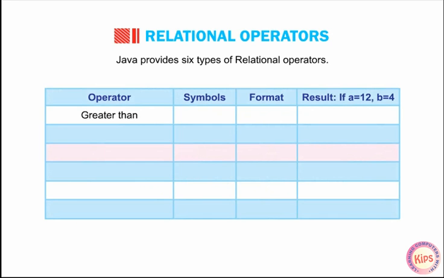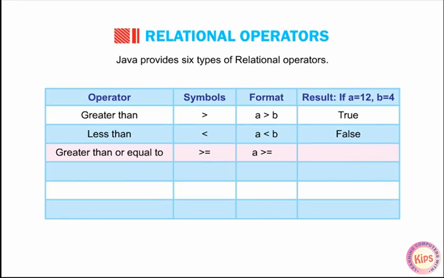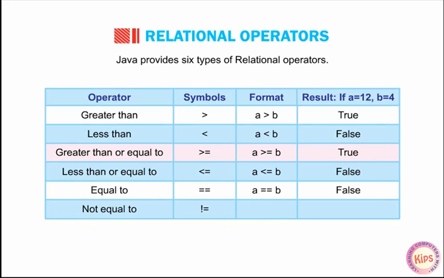Operator: greater than. Format: a is greater than b. Result, if a is equal to 12 and b is equal to 4: true. Less than: a is less than b. False. Greater than or equal to: a is greater than or equal to b. True. Less than or equal to: a is less than or equal to b. False. Equal to: a equal to b. False. Not equal to: a not equal to b. True.